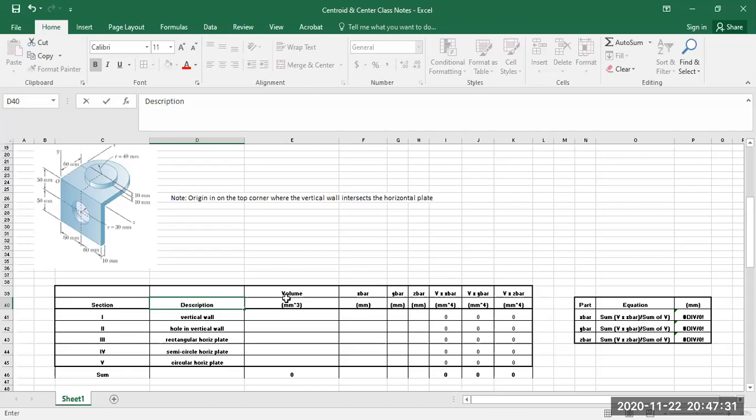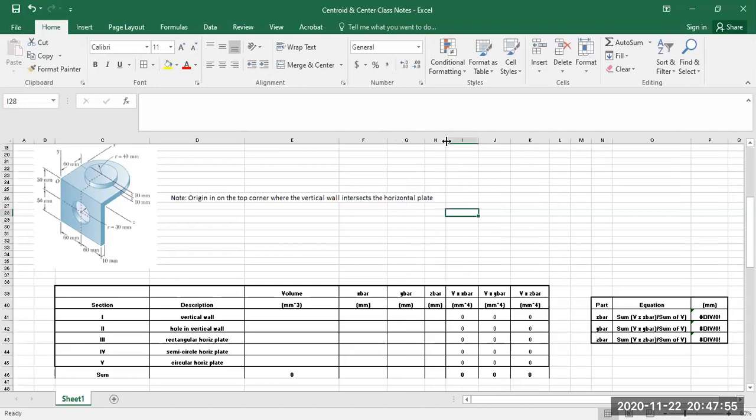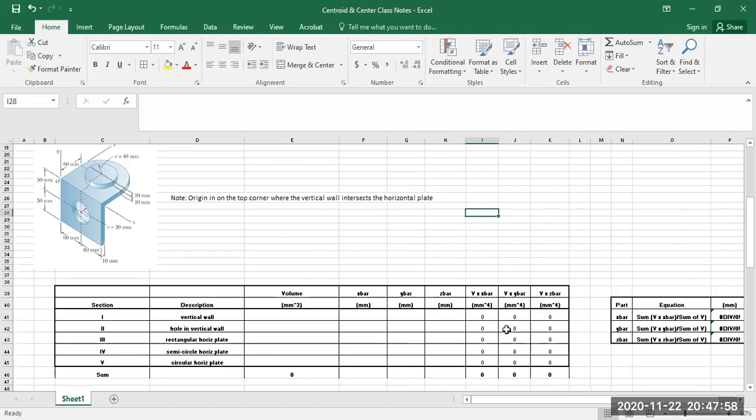Here we're looking at a centroid of volume, so the critical component is volume. If it was two-dimensional and we were looking for a centroid, the critical component would be area. If it was center of mass, it would be mass. If it was center of gravity, it would be weight. And here's my X bar, Y bar, and Z bar. So let's do those first, and then we can talk about the other columns at the end.